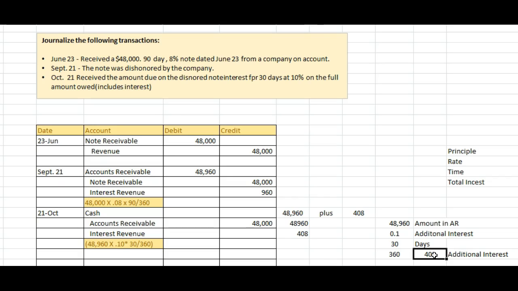So now what do we do? Okay, so I have all these numbers. So first of all, they're going to pay us. So they're going to pay us the $48,960 plus the $408. So that's your cash. This has to be the amount in accounts receivable, the $48,960. I just put that in the wrong one, sorry. Goes right here, $48,960. And then we have this new interest revenue of $408.